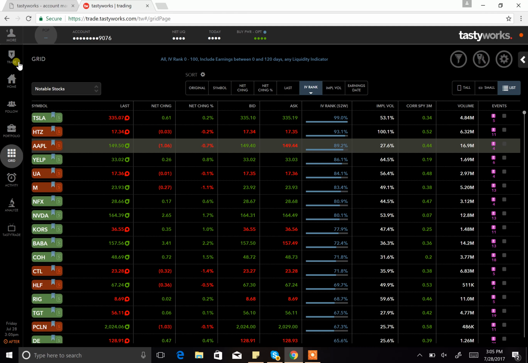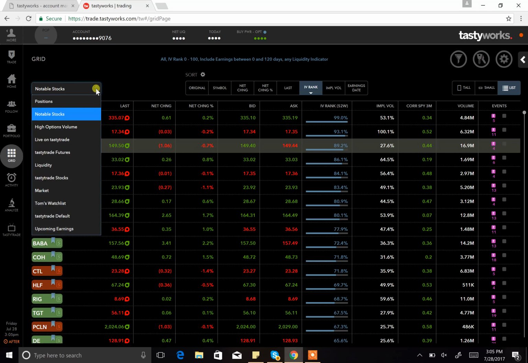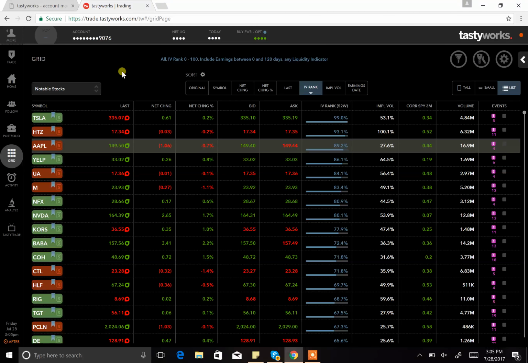When you go to the web version, you have all your tabs here. If you go to the grid and hit that, that's where we're going to be spending our time today. The grid basically shows a bunch of stocks, and they have preset things here like what they find notable, your positions, high options volume, live on Tasty Trade, futures, liquidity, Tasty Trade stocks, market, all that jazz. I'm just going to keep it on notable stocks.